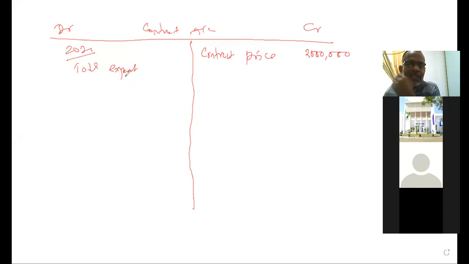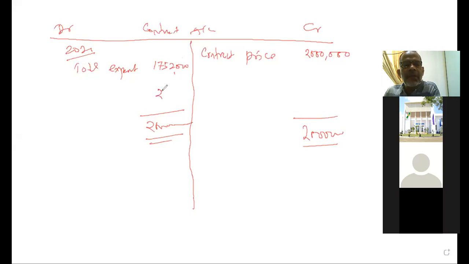Right. Can you tell me the total expenditure in my previous slides? Total. 1,752,000. Look at here. Here is the total 2 million, here also 2 million. The difference is how much? 248,000. Is it okay?